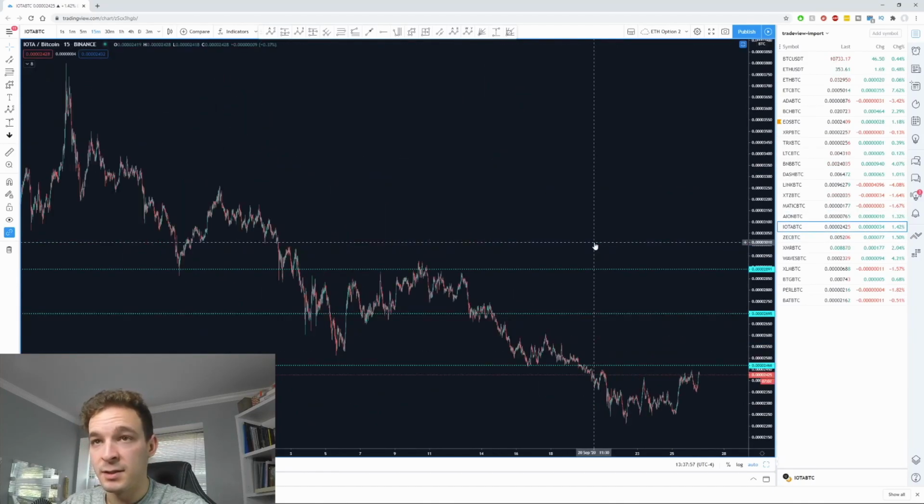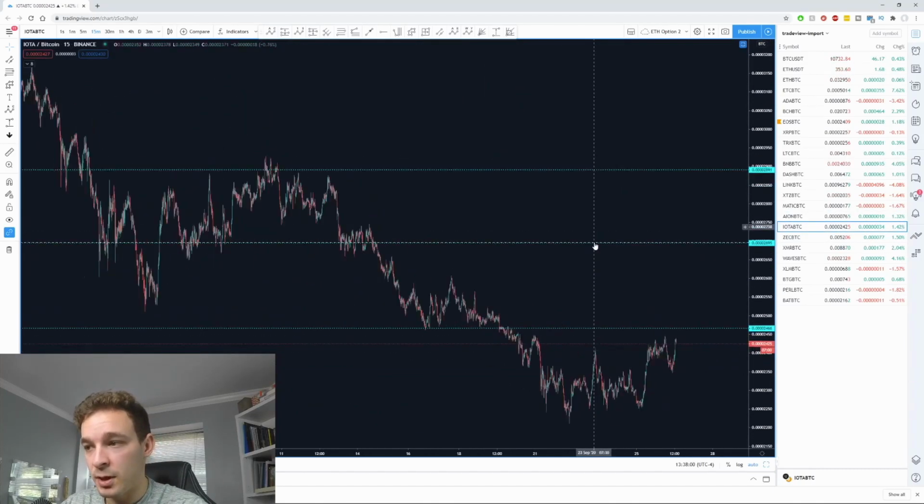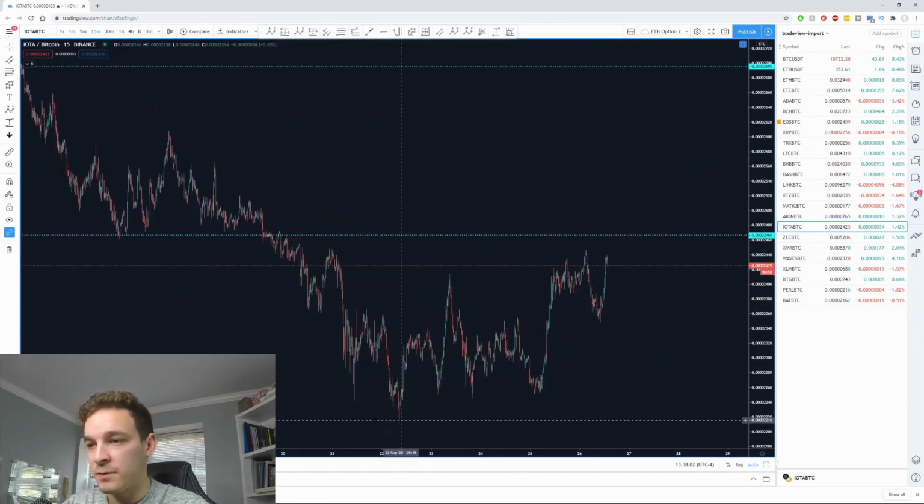IOTA BTC, same as all the other charts, huge trend downwards. We're trying to push off these lows, but we're really just going sideways in this range right here. Can't really break above this high that we put in right here, and then these lows just keep holding over and over. I'm not really seeing anything to trade here either. On to the next chart.